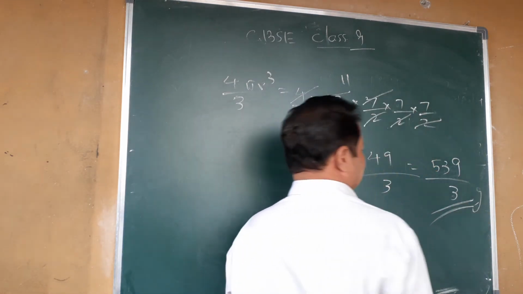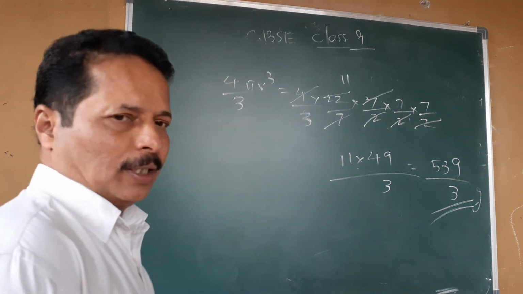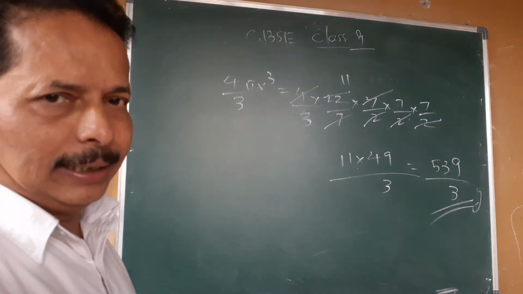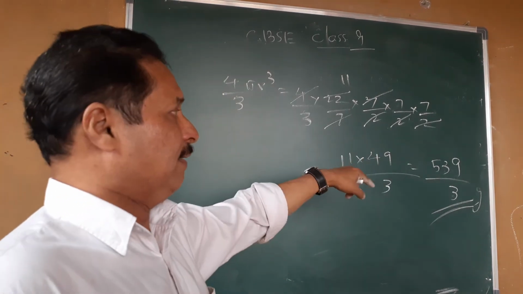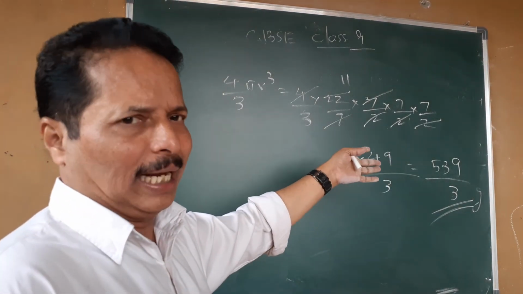This is your answer. 539 divided by 3 is your final answer. That is in centimeter cube. That number is not exactly divisible by 3, so better you put the answer like this.